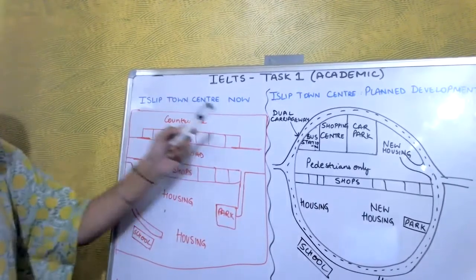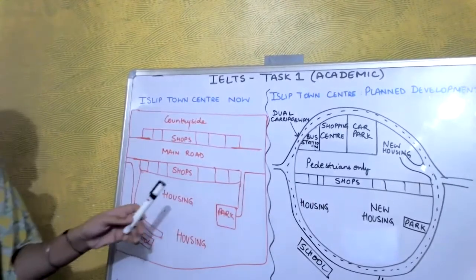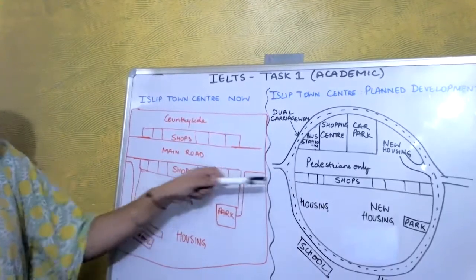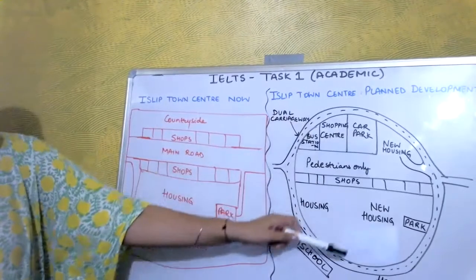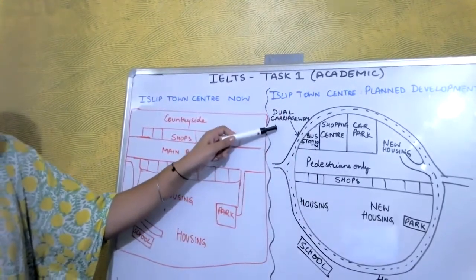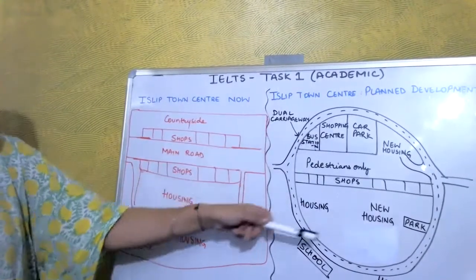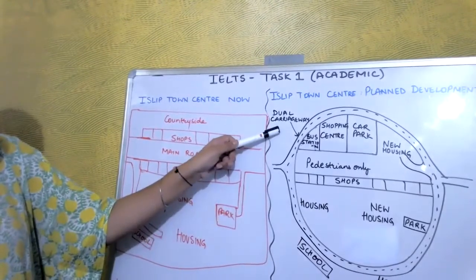But when I compare this with the new map, that is the planned development of Islip Town Center, I can see the shops remain here. There's no change, but there's no main road. Rather than the main road, they have made this roundabout that is a dual carriageway. What we call the ring road, outer ring road, where all the traffic runs. But they have named it dual carriageway.